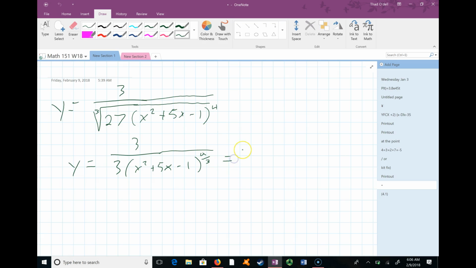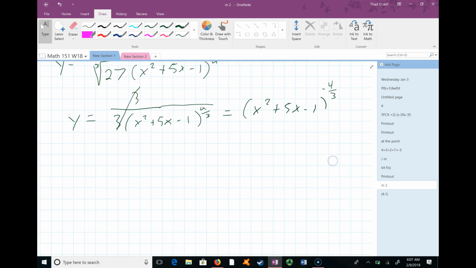And then we can actually write this simpler. The 3's actually cancel out. So I could write this as x squared plus 5x minus 1, and we're going to write that to the negative 4/3 power. So again, the 3's cancel each other out. That's why there's just a 1 there. So I've written it. Okay, so now I'm ready to take the derivative.